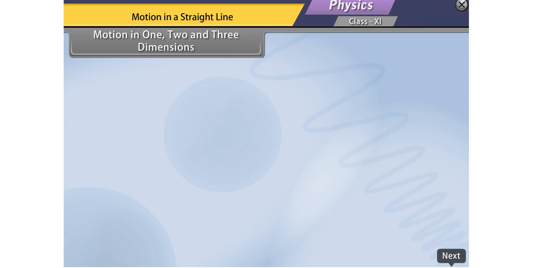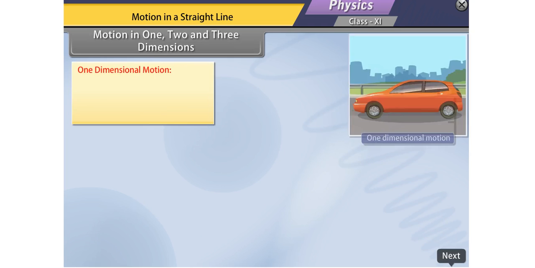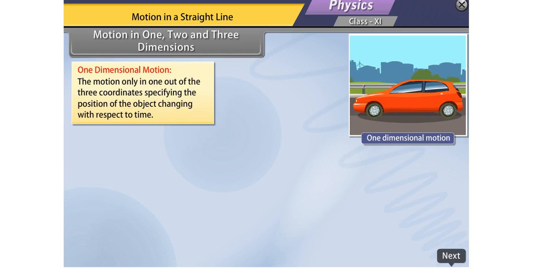Motion in 1, 2, and 3 dimensions. One-dimensional motion. The motion only in 1 out of 3 coordinates specify the position of the object changing with respect to time. Example, car traveling in a straight line.